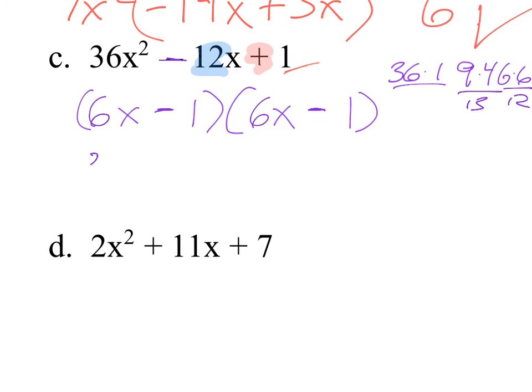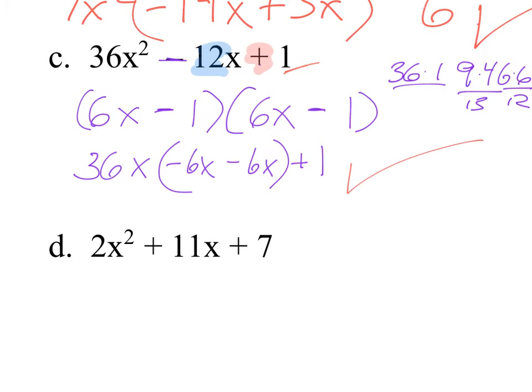All right, if I FOIL this, I get 36x squared minus 6x minus 6x plus 1. This adds to negative 12x. So, again, check. This is the correct answer.